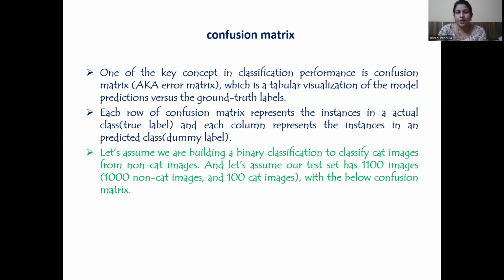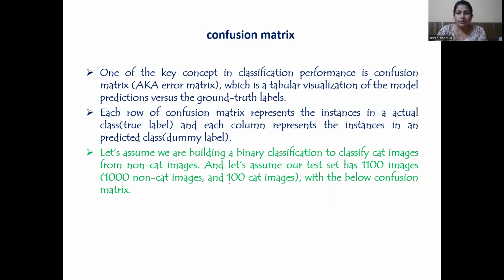Let's see one example. Let us assume that we are building a binary classifier to classify cat images from non-cat images. Let's also assume that our test set has 1100 images. Of these 1100, 1000 are non-cat images, and only 100 belong to the cat images. Now let us see how to plot a confusion matrix for this.